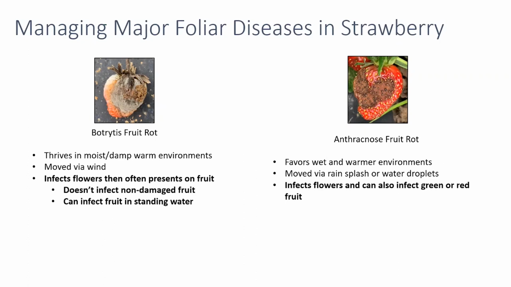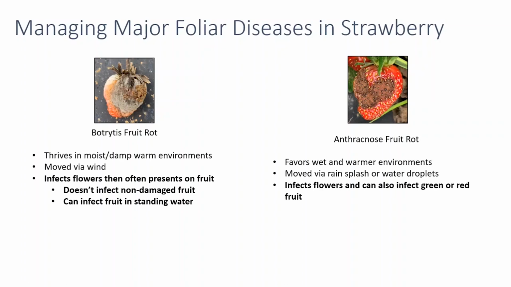Unless you're getting a lot of rain and standing water on your plastic, you're probably not going to see any damage from an infection that occurred when you had fruit. If you get a hail event or just nicks on the berries, or they start standing in water, then you can get some botrytis on the fruits. Anthracnose favors wet and warmer environments. Anthracnose is moved around via rain splash or water droplets, and so unless you're getting heavy rainfalls to some degree, this is probably not moving around.